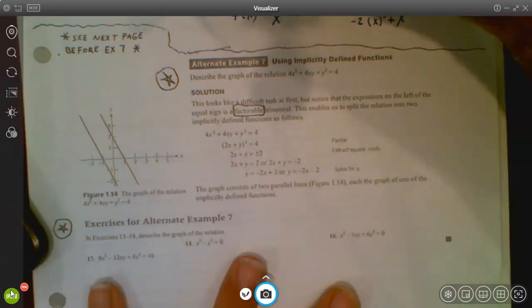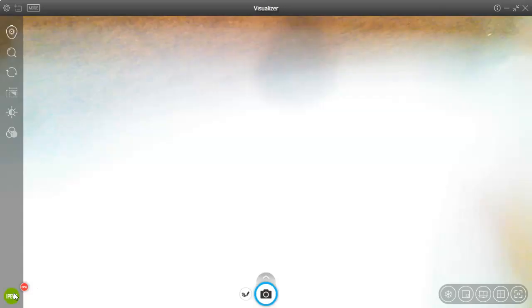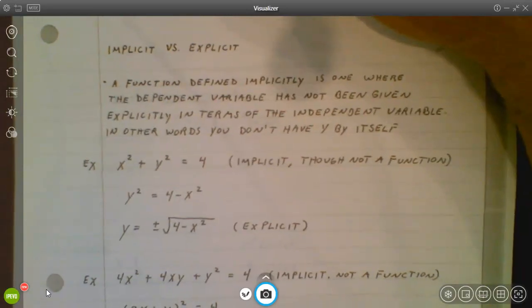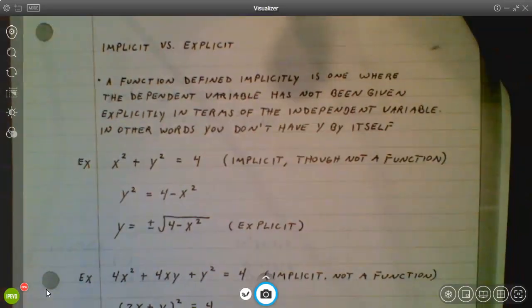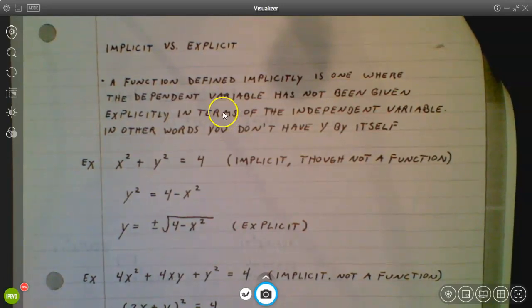So we got to see something here on the next page before we jump into example 7. Let me show you this idea of an implicit versus an explicit function. Kind of a lot of vocab words for you, but I'm going to put it in real simple words. When something is defined implicitly, and I really wanted to throw this in because it comes up in our beginning calculus stuff in chapter 2.